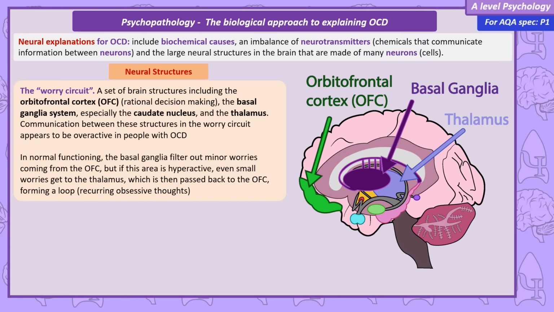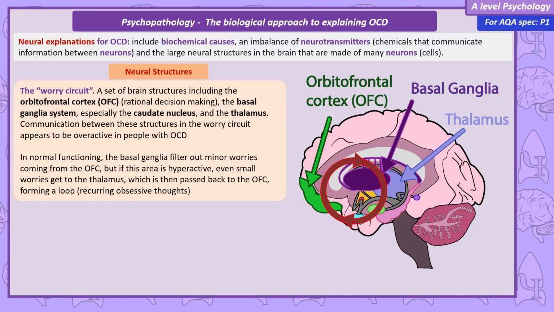The structures that form the worry circuit are the orbitofrontal cortex, the part of the brain responsible for rational decision-making, the basal ganglia system, in particular a part called the caudate nucleus, and the thalamus. In normal functioning, the basal ganglia filters out minor worries coming from the orbitofrontal cortex. But if this area is hyperactive, even small worries get to the thalamus, which is then passed back to the orbitofrontal cortex, forming a loop.